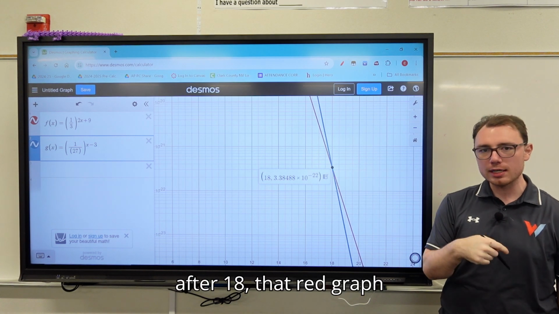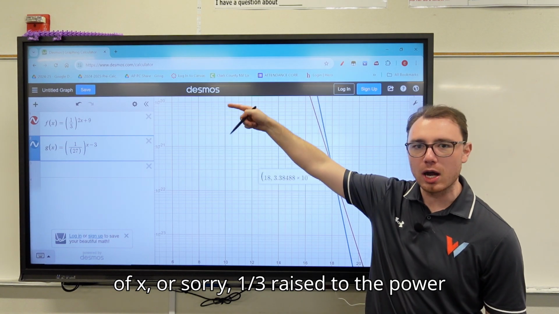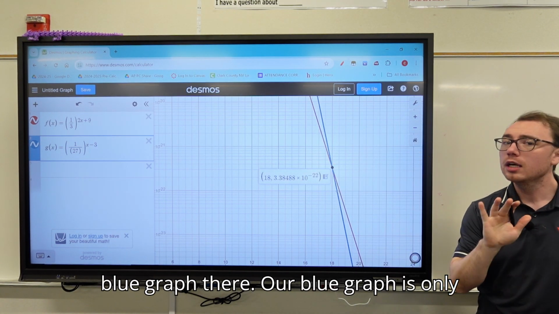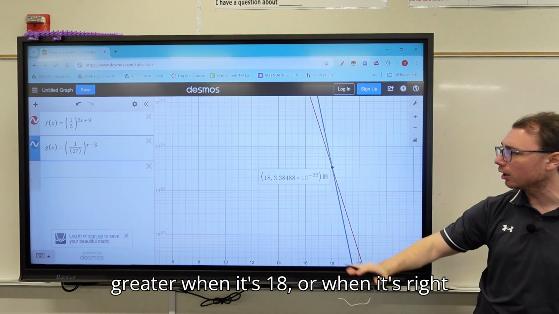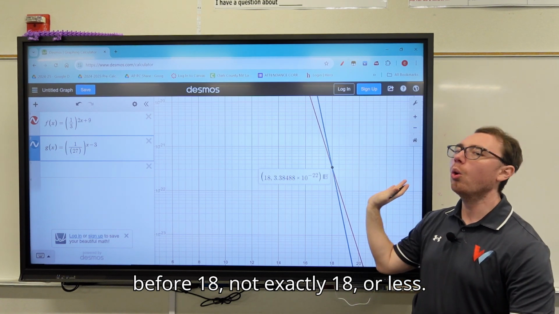Everything after 18, that red graph of 1/3 raised to the power of 2x plus 9, is greater than our blue graph there. Our blue graph is only greater when it's right before 18, not exactly 18, or less.